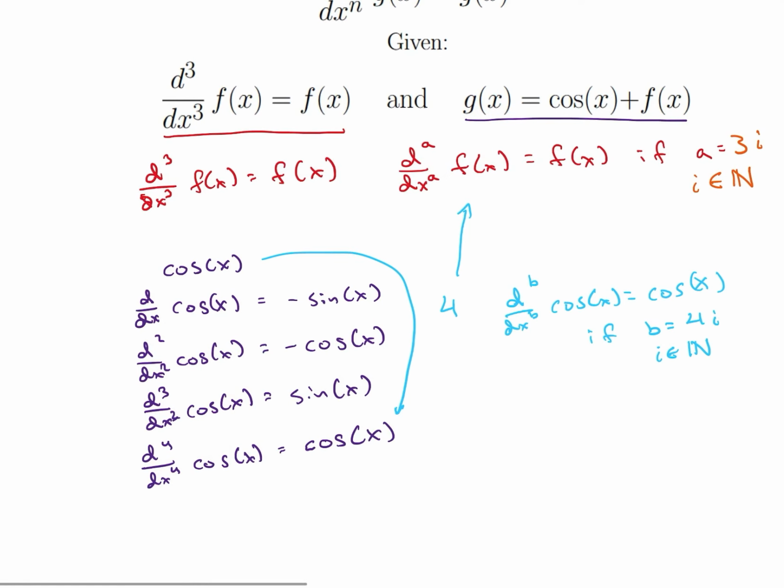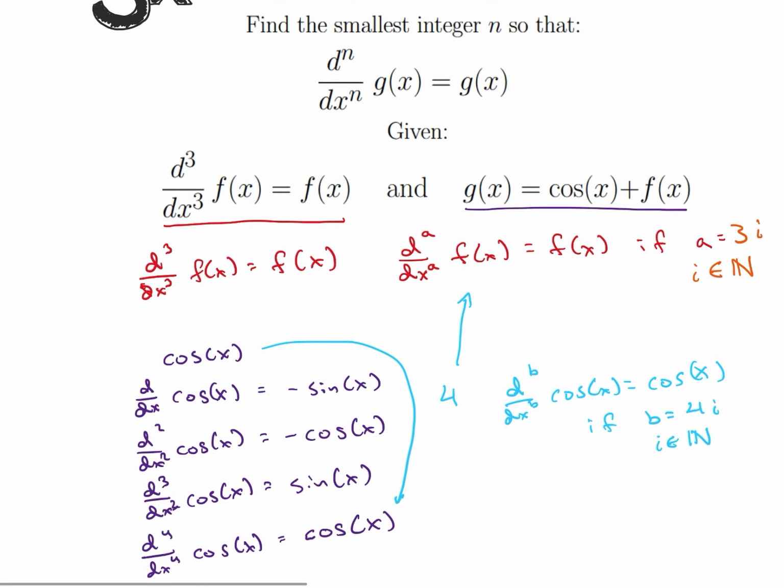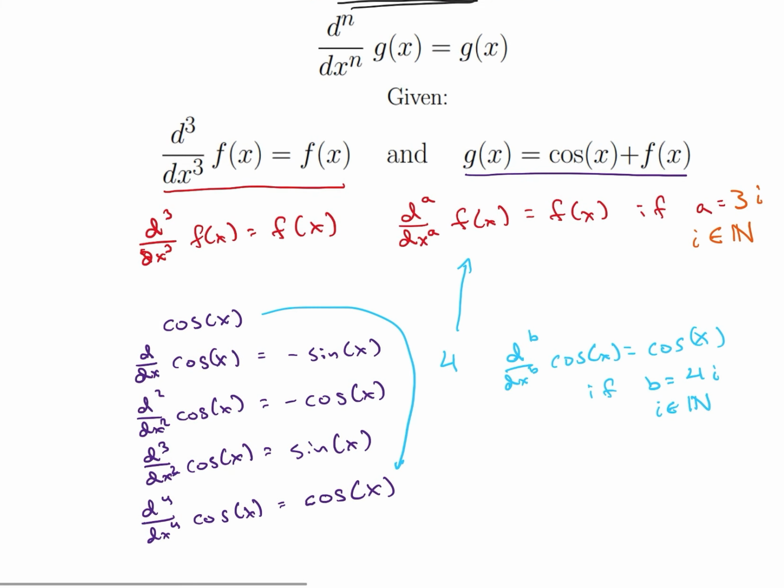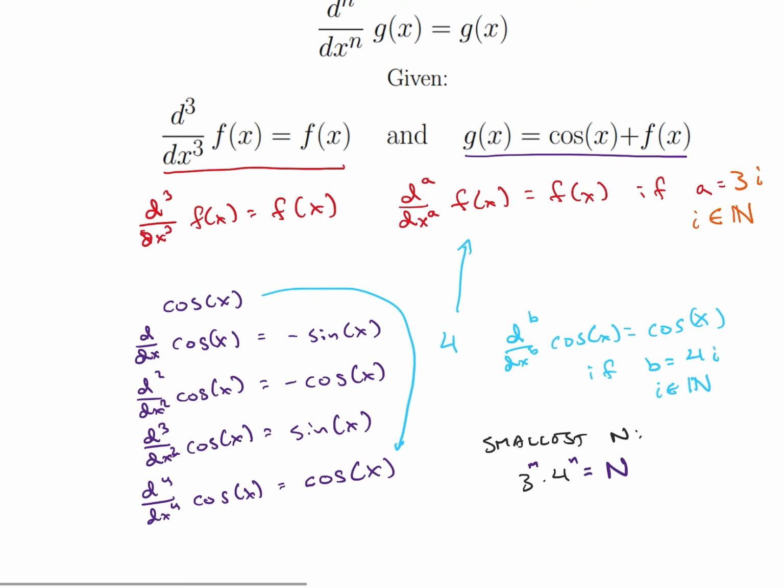That tells us that all we need to do is find the smallest n. It says it's looking for the smallest integer n. So we want the smallest n so that 3 to the, I guess we'll say 3m, is equal to 4n, is equal to n. So we just need to find the smallest number that both 3 and 4 divide, where m and little n are both greater than or equal to 1. And obviously that is going to be 12.